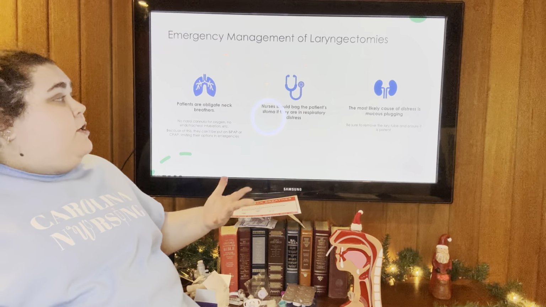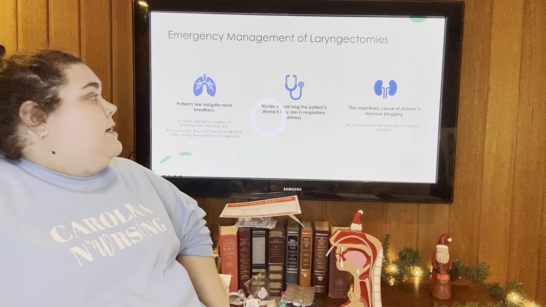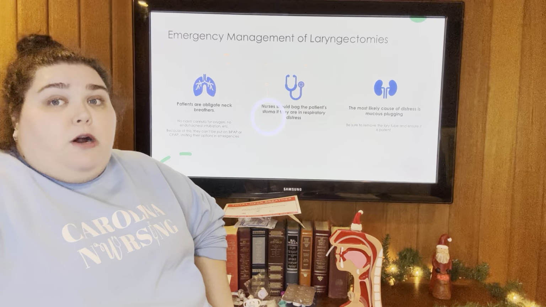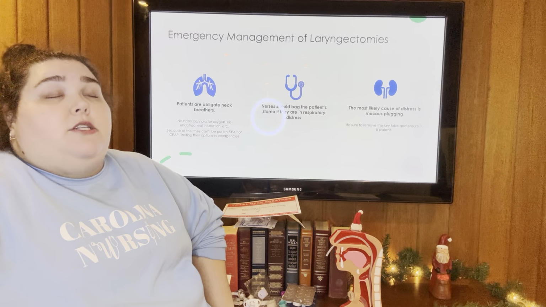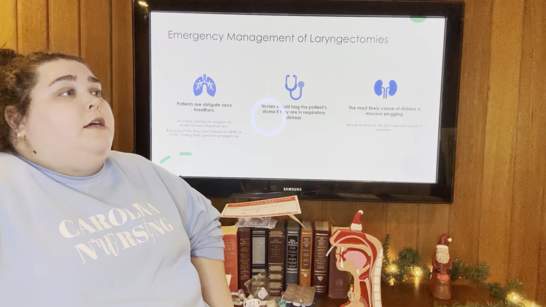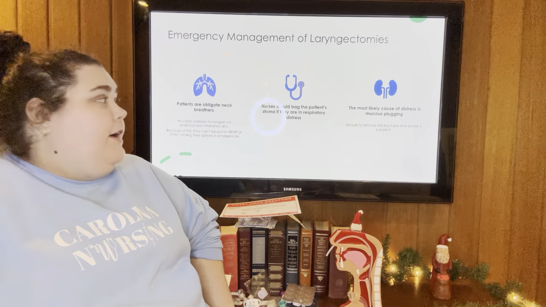So kind of your emergency management of laryngectomies. Your takeaway from this section on laryngectomies is, again, the very most important part is that laryngectomy patients are obligate neck breathers. We cannot bag, oxygenate, ventilate, etc. anywhere other than their stoma on their neck.